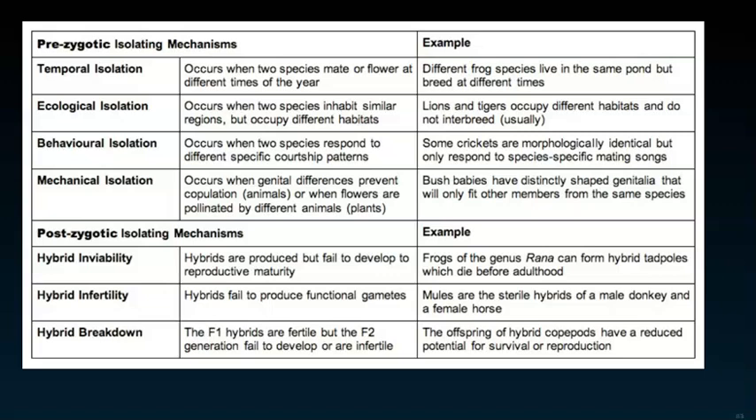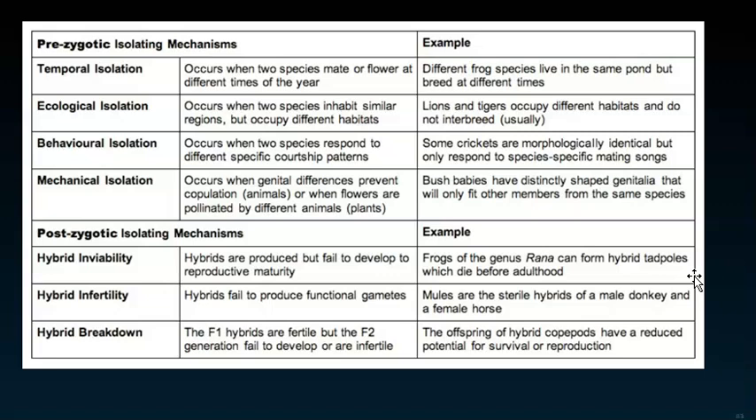Some more examples that we have here. So let's see, is there anything new on this? Nope, we've got our bush babies, crickets, lions, frogs. Well, we could do some of these post-zygotic isolating mechanism examples. This is like the frogs of the genus Rana that can form hybrid tadpoles, but those tadpoles will die before adulthood. So they made a zygote, yes, but all of the tadpoles died before adulthood.